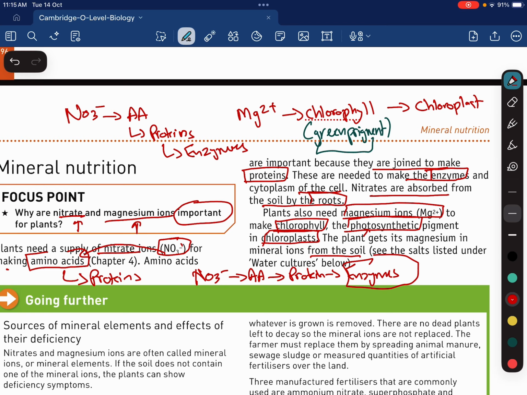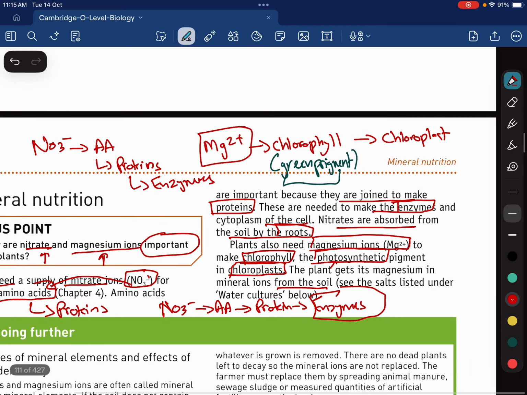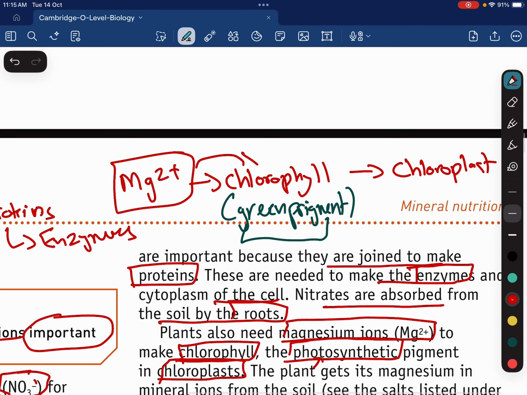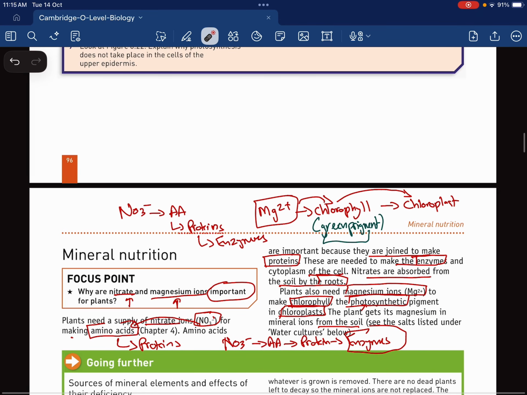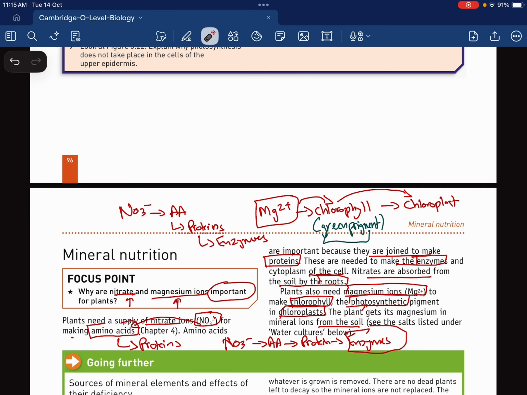The second one is our magnesium ion. Magnesium ion is present in our chlorophyll, and chlorophyll is present in the chloroplast of the cell. What does this chlorophyll do? Number one, it gives green color, because it's a green pigment. Secondly, it absorbs the sunlight at the time of photosynthesis. So as you can see, both these ions play a crucial and integral role in the functionality of the plant.